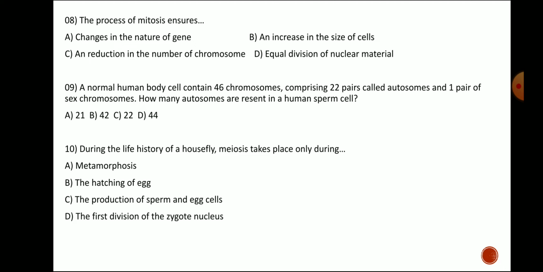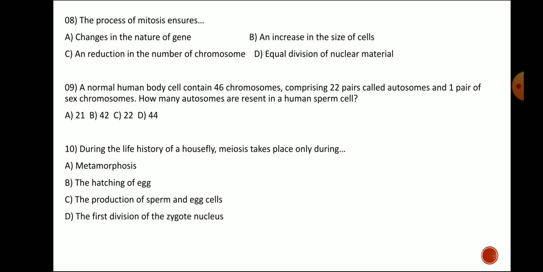Now the next question is, the process of mitosis ensures. Option A, changes in the nature of gene. B, an increase in the size of cells. C, a reduction in the number of chromosomes. And D, equal division of nuclear material. So in the case of mitosis, the division is based on equal division of nuclear material. So the correct option is D.